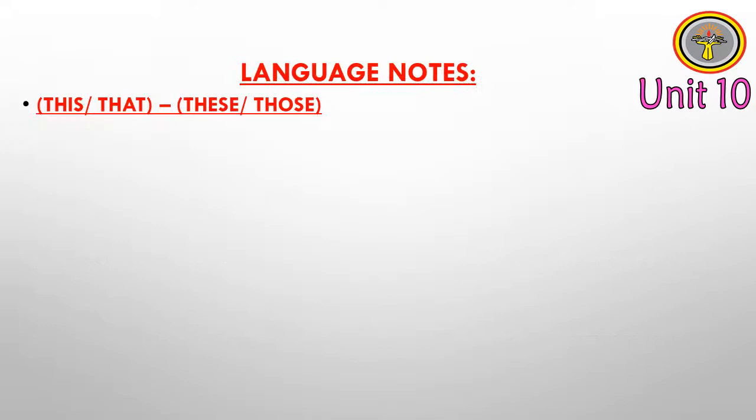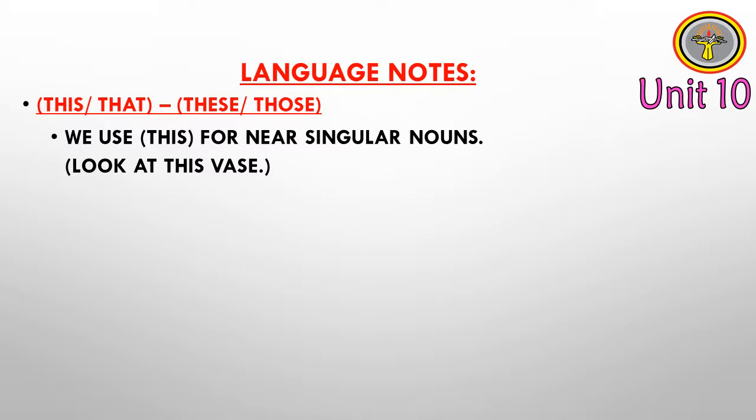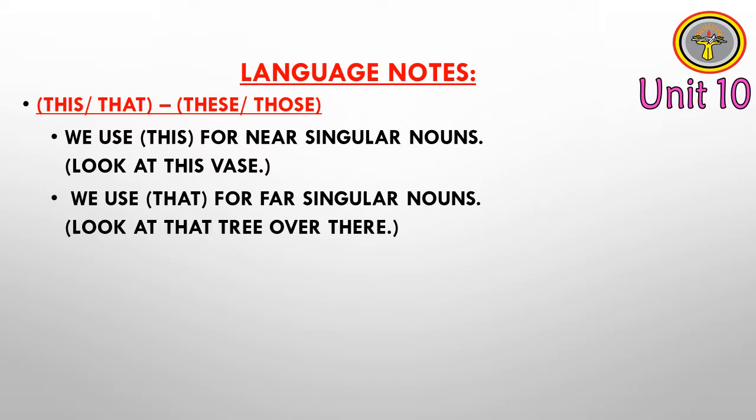And what about this, that, these, and those? We use this for near singular nouns. For example, look at this vase. And we use that for far singular nouns. For example, look at that tree over there.